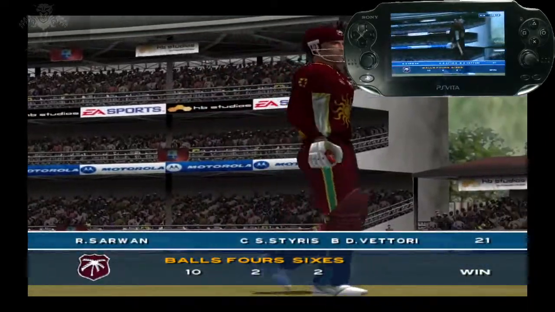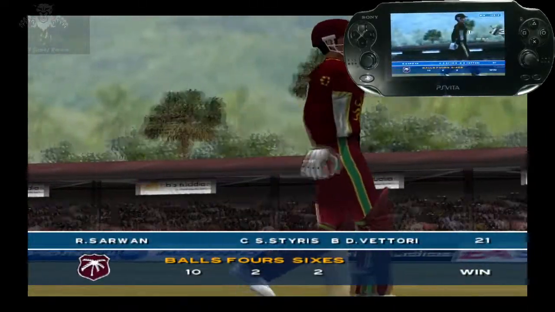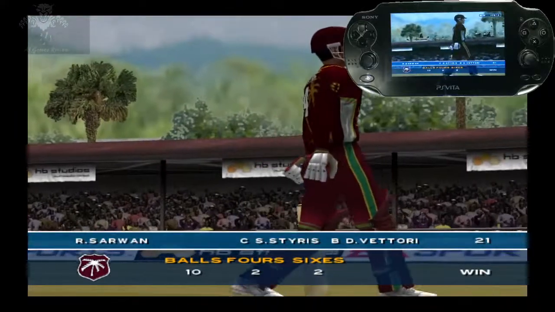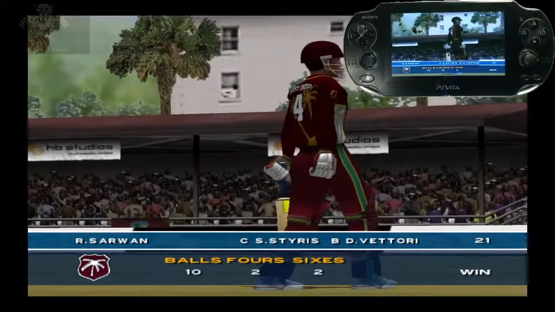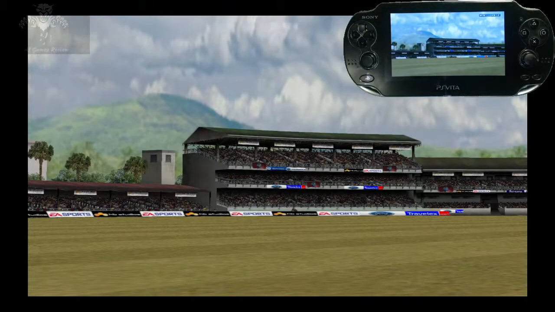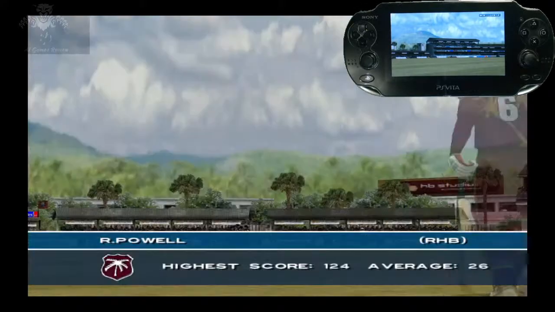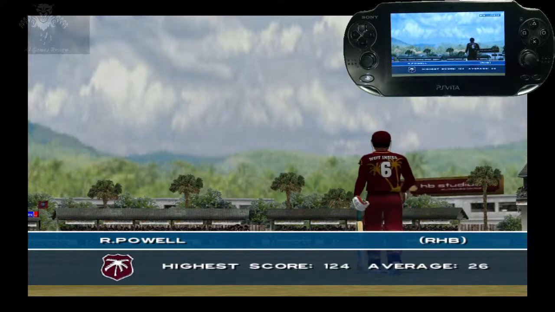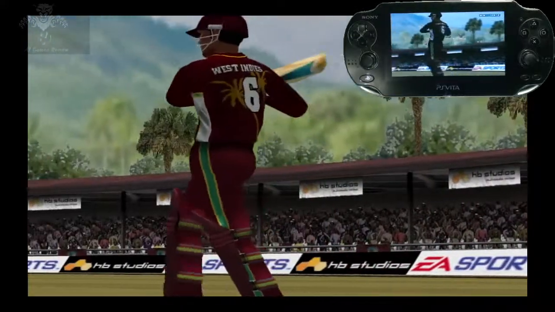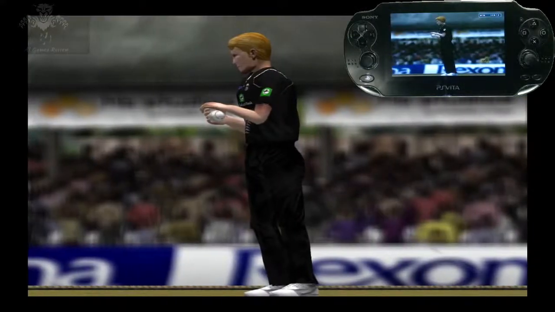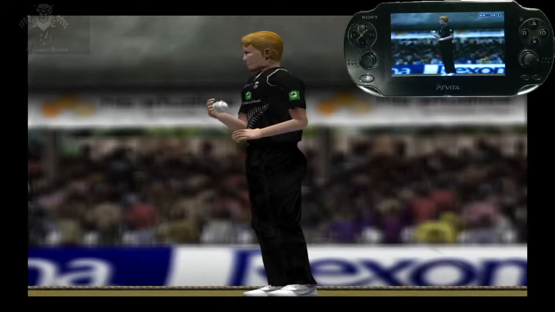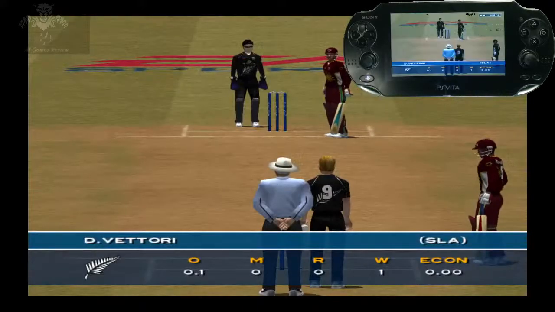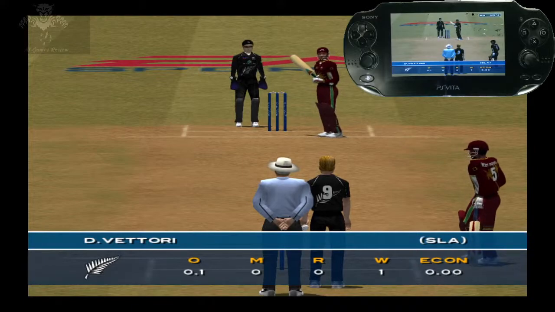So 1 is finally out for 20 runs. He looked in good form out there. He'll be disappointed that he didn't get a bigger score. Powell is the next batsman in. Vettori to bowl to Powell.